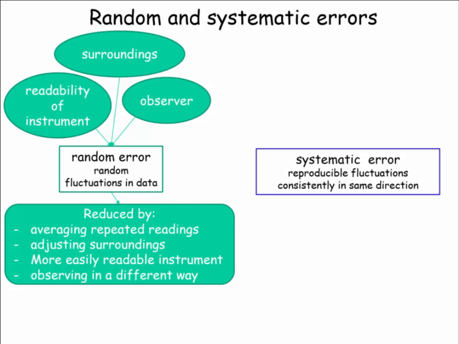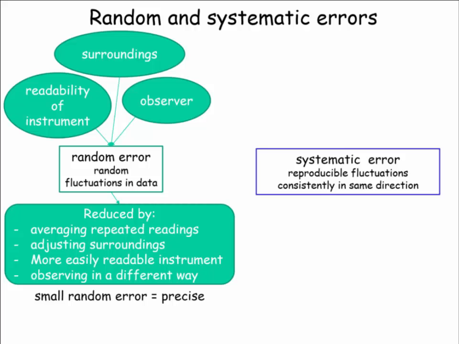Of course, one of the best ways we can minimize random error is to take repeat readings. An individual measurement might have a large error, but if we take multiple measurements, they will average out, and so you can adjust for that effect. You can minimize the effect of random error by taking repeated readings. And of course, we can address the points I've made above by adjusting the surroundings, changing instruments, and observing in different ways. Just to note here, a small random error means your measurement or reading is very precise. So random error has to do with precision.